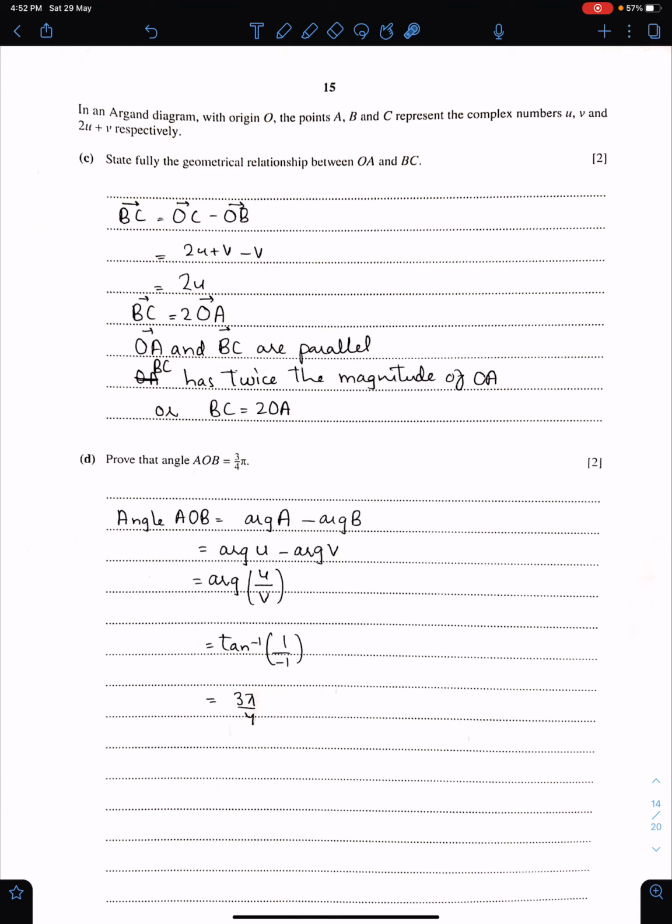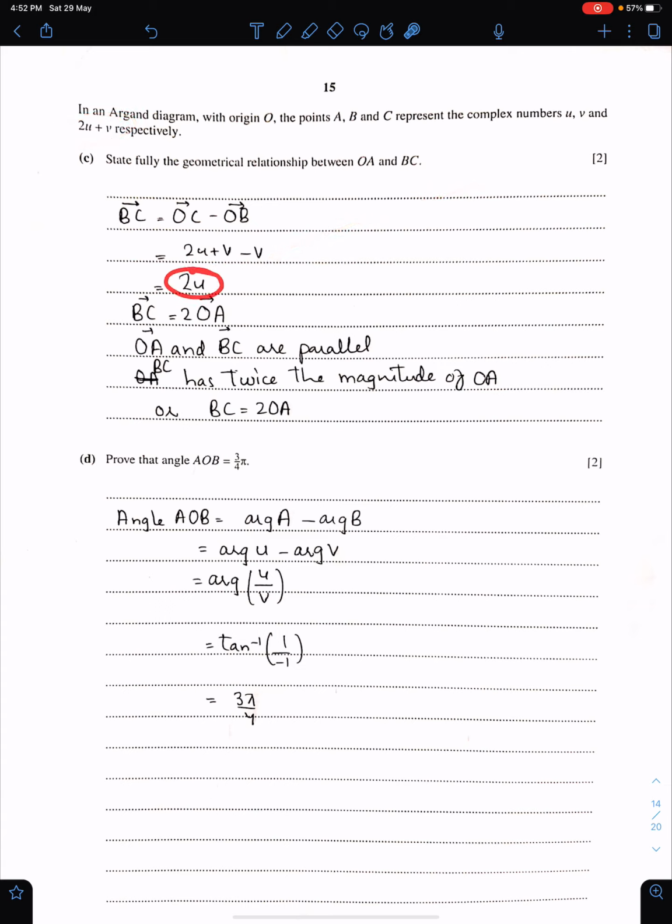In an Argand diagram with origin O, the points A, B, C represent the complex numbers. A is u, B is v, and C is this. State fully the geometrical relationship between OA and BC. First, you need to find BC through vector method. BC is OC minus OB, and OC is 2u plus v. OB is v.